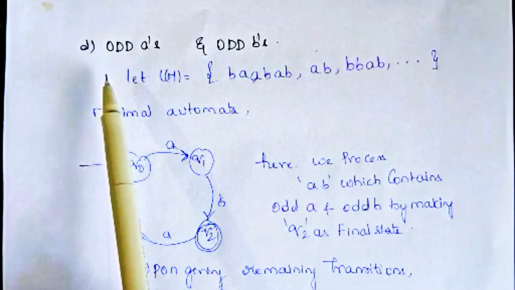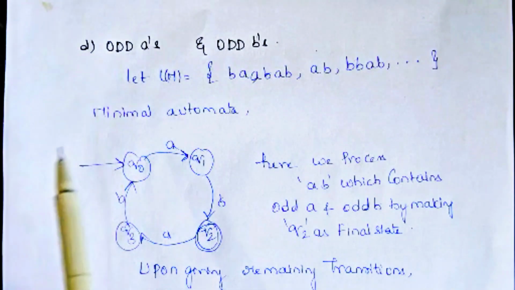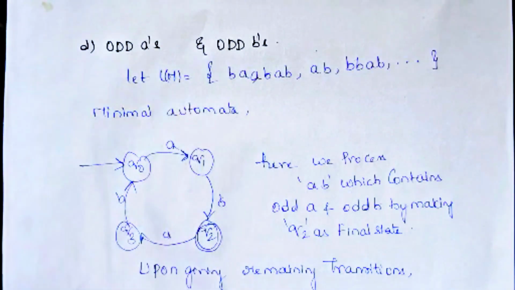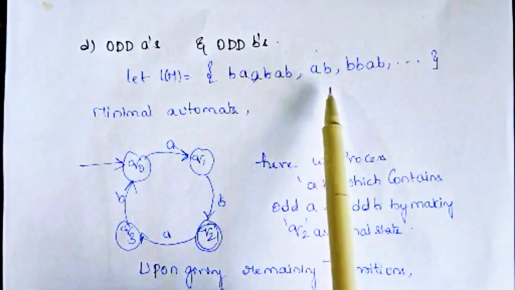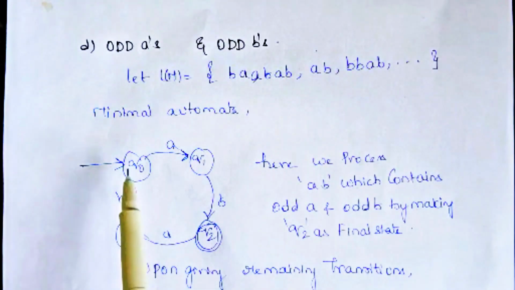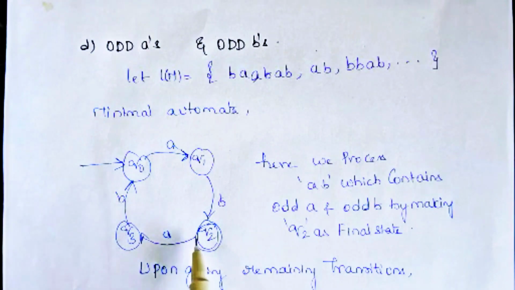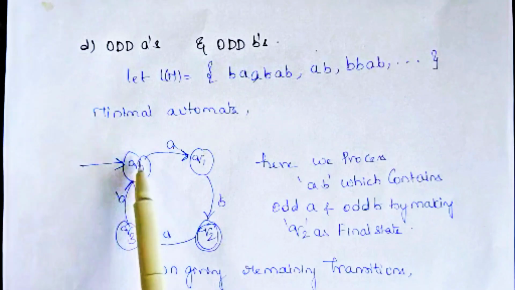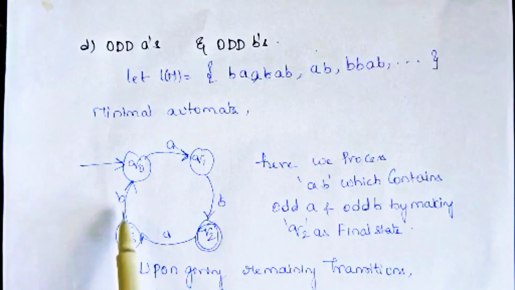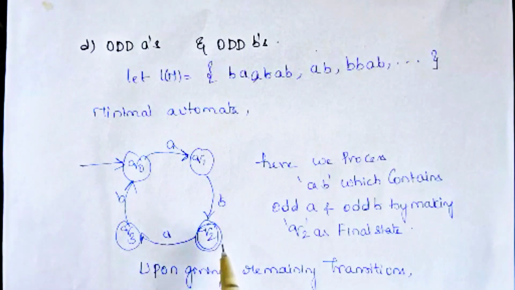Now the last combination is the construction of a DFA which accepts odd number of A's and odd number of B's. Let L of M be a language. The sample strings we have taken are BAA, BAB, AB, BBAB. Here the minimal automata will be processing the basic string. The basic string we have seen is AB here. In all the combinations Q0, Q1, Q2, Q3 will have the same transitions here, but the final state will change depending upon the combination of a language.